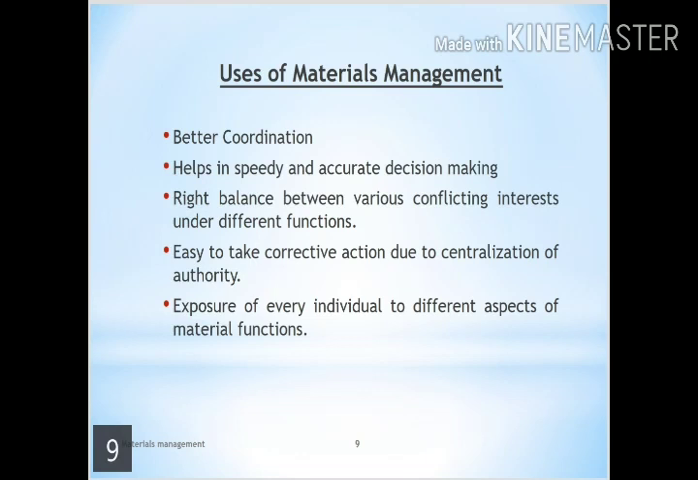Uses of material management: by adopting material management there is better coordination between various departments. It helps in taking decisions speedily and accurately. A right balance is maintained between various conflicting interests under different functions. It is easy to take corrective action due to centralization of authority. Centralization of authority means that there is clear-cut accountability or responsibility, so that it is easy to take the decisions. Then every individual is subjected to different aspects of material functions.